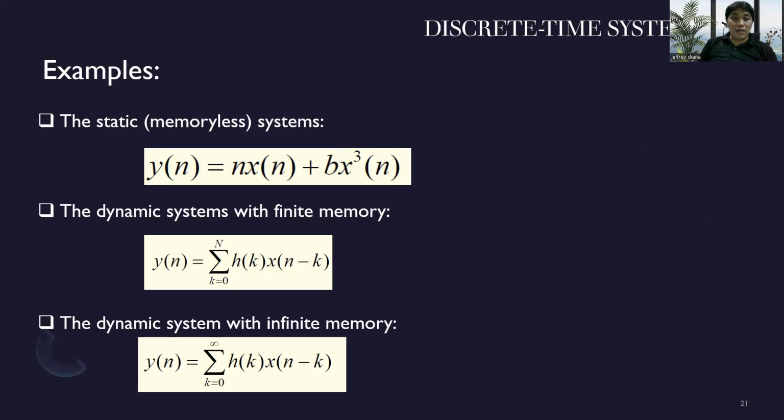So the static memoryless systems, for example, y[n] = n x[n] + b x^3[n], the small n. The dynamic system with finite memory, y[n] = summation of k = 0 to the big N, h[k] x[n - k]. So for the dynamic system with infinite memory, y[n] = the summation of k = 0 to infinity, h[k] x[n - k].